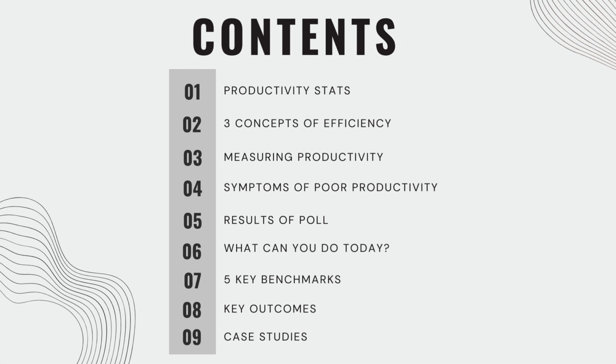Then we're going to talk about the three concepts of efficiency, how to measure productivity, symptoms of poor productivity. I'm going to share the results of a poll I recently did about what part of the practice administrators think is their weakest part. We'll talk about what you can do today to make a change. Then we'll talk about 5 key benchmarks, key outcomes to look for, and then we'll go over a couple of case studies.